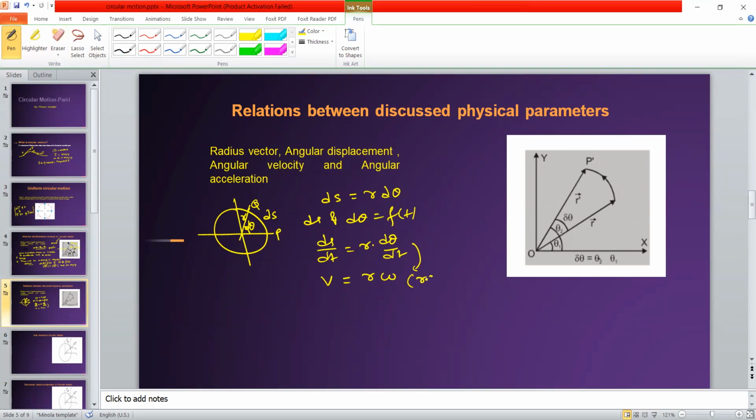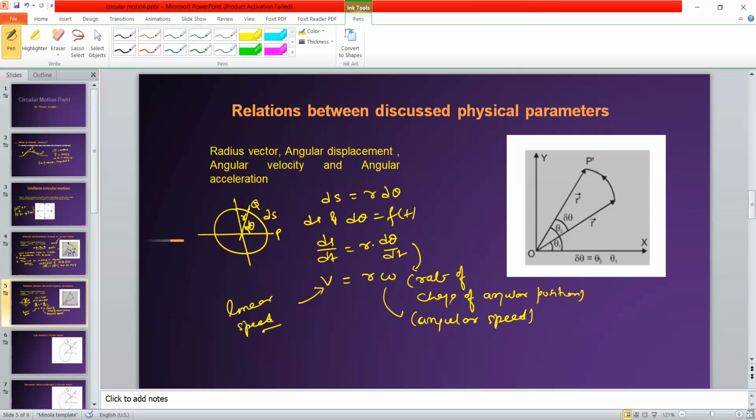This is the rate of change of angular position. And this omega is called angular speed. And this is linear speed. Now, linear speed, if I call it a velocity, then this I have to call angular velocity.